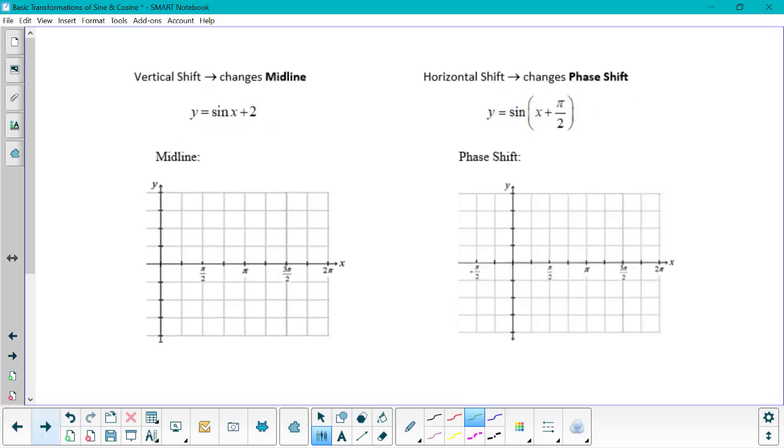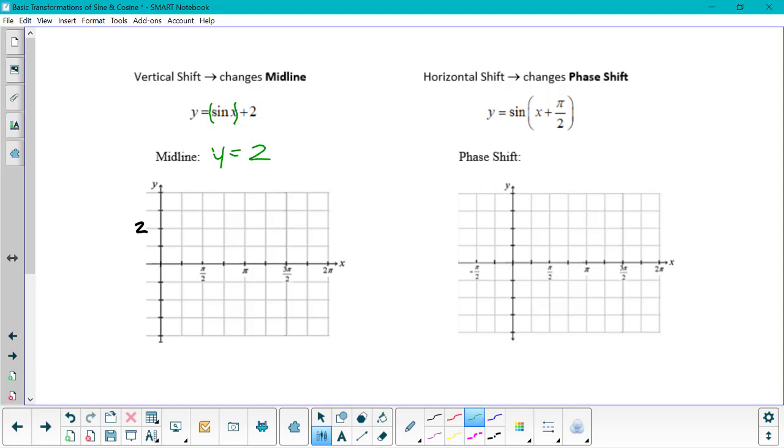All right, vertical shifting. We did that in algebra. What does it do to our trig functions? It changes our midline. And for regular sine x, our midline is on the x-axis, which is y equals 0. So here, if this is sine of x plus 2, not to be confused with if the 2 was on the x, that would be a horizontal shift. So we're just moving our midline. So our midline now becomes the line y equals 2. Okay, so it's a horizontal line and the midline is at 2.